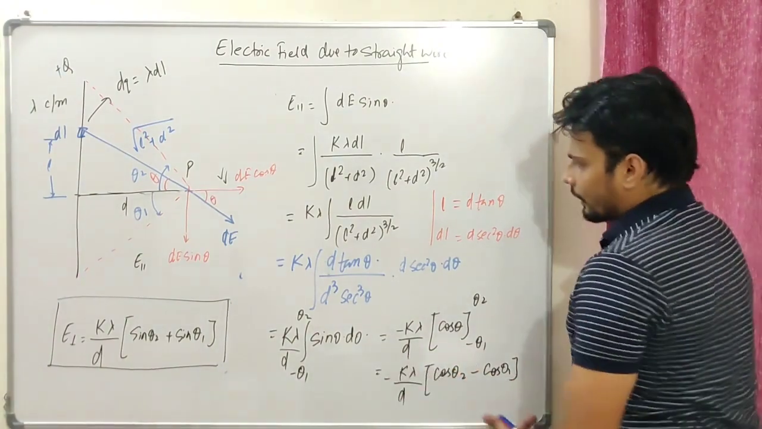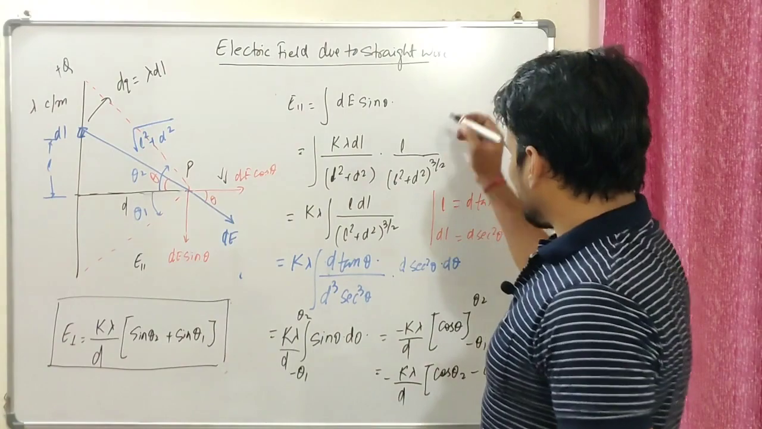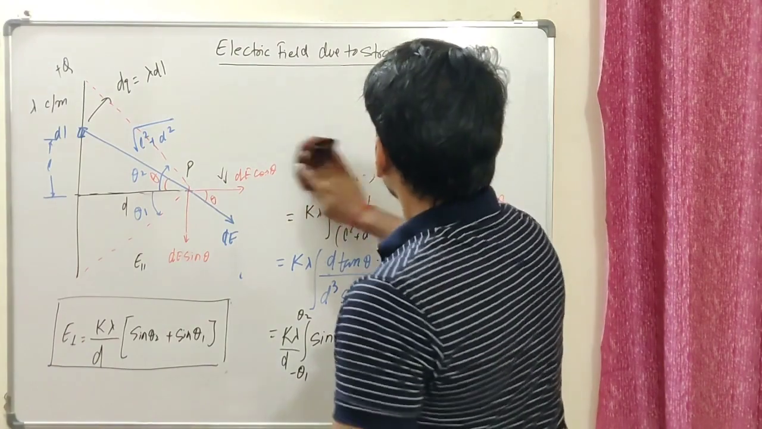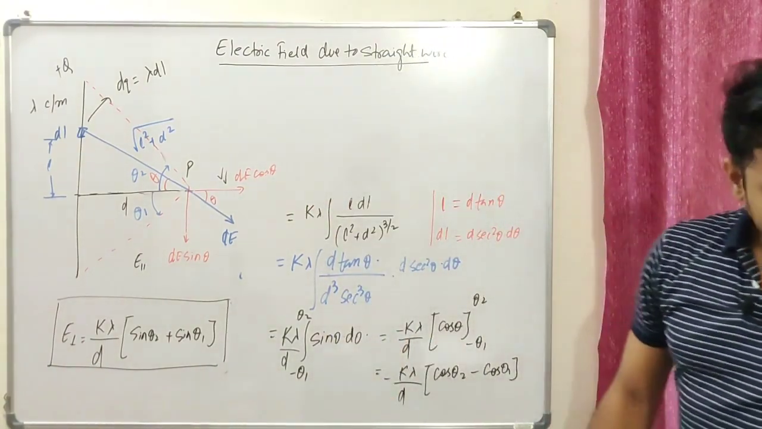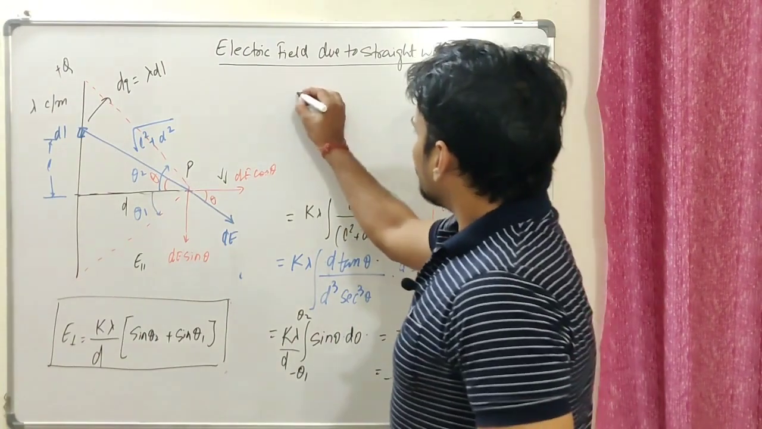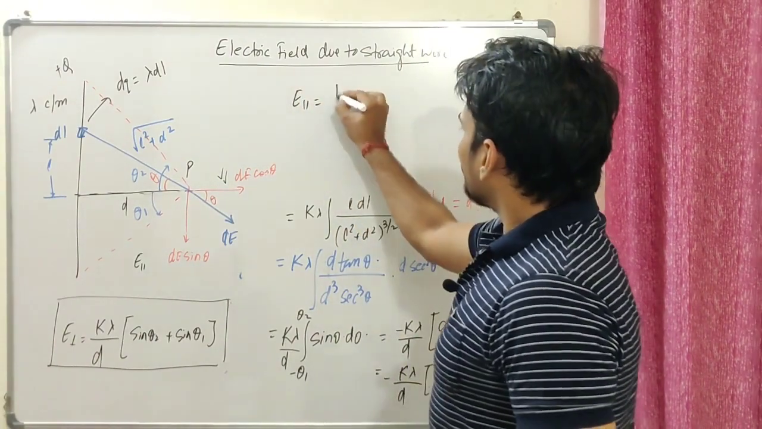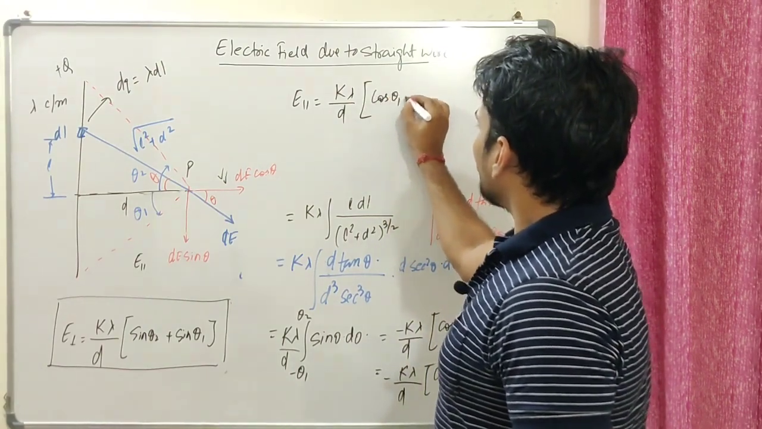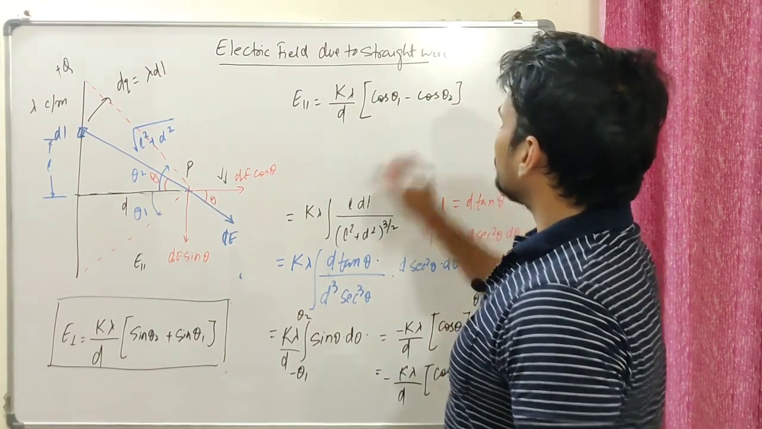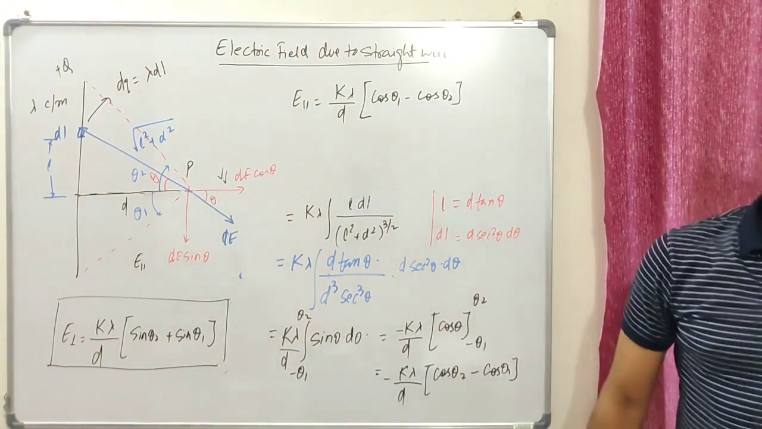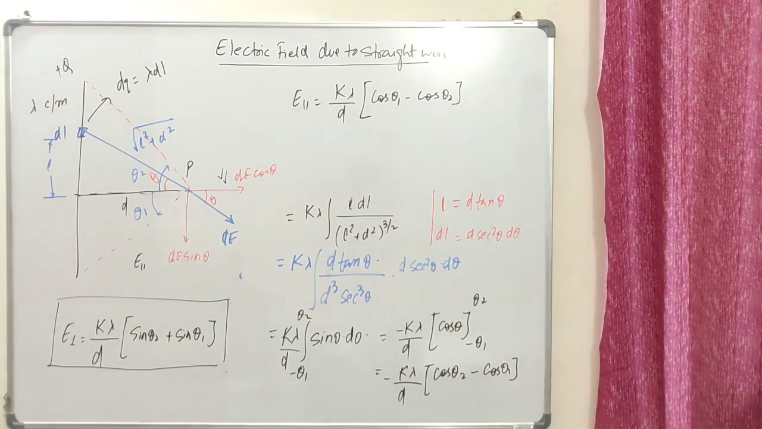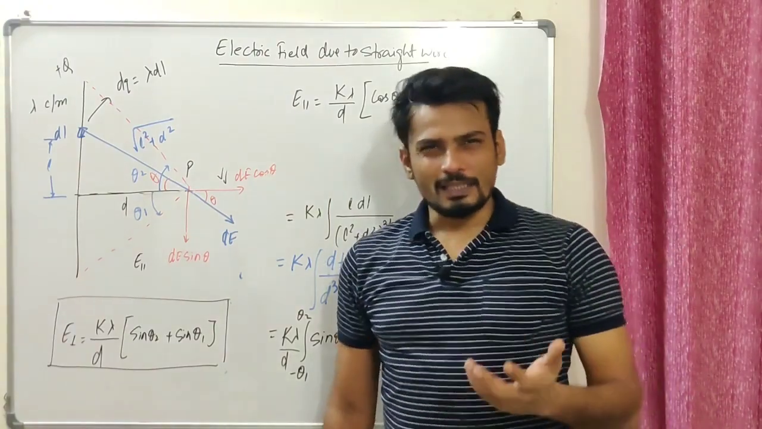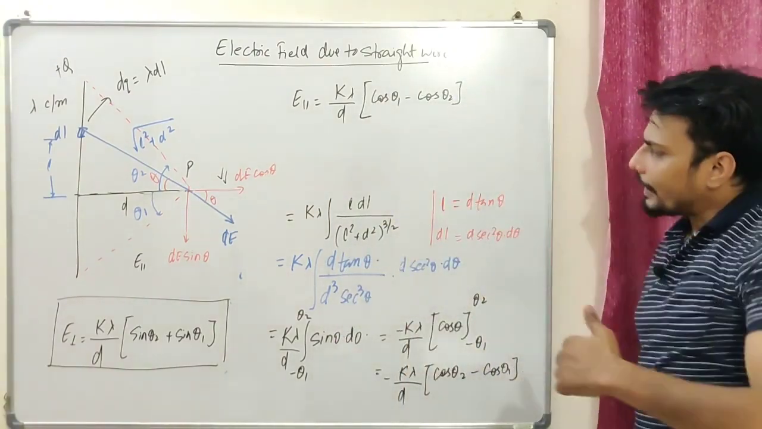So if I take this negative inside, let me erase a bit of space at the top. So at the top, if I just put it inside, E parallel should be k lambda by d times cos of theta 1 minus cos of theta 2. So that is your parallel electric field. Well, generally we should take theta 1 as the smaller value, but that's okay. It does not matter, but it's probably going to help you in the calculations. I'm going to set a standard way of doing that.